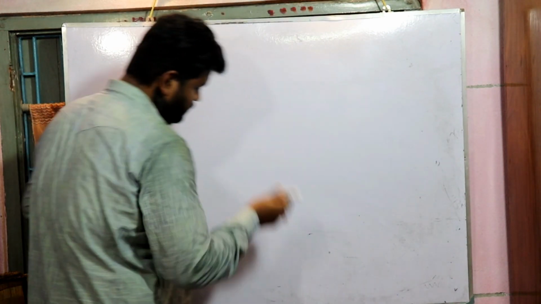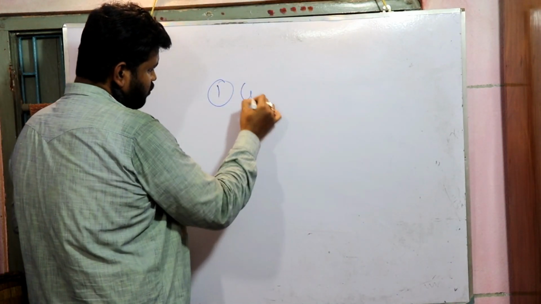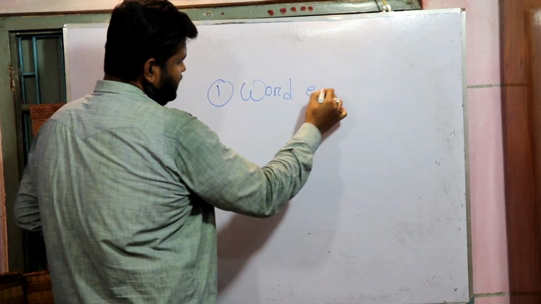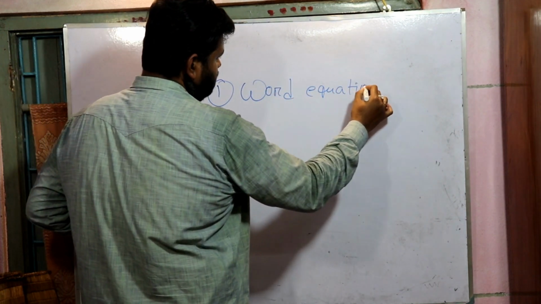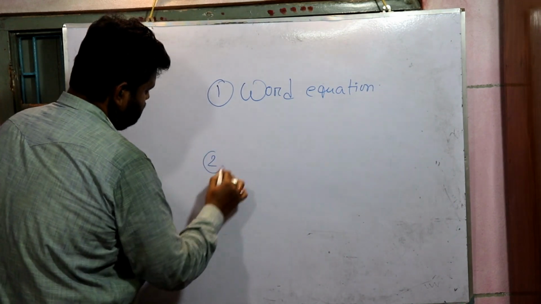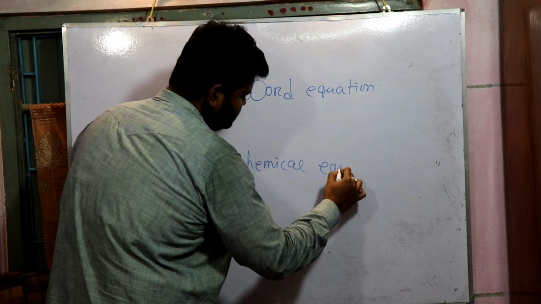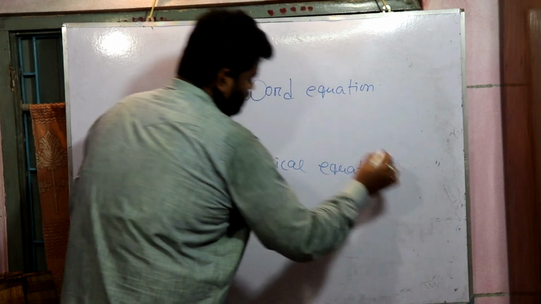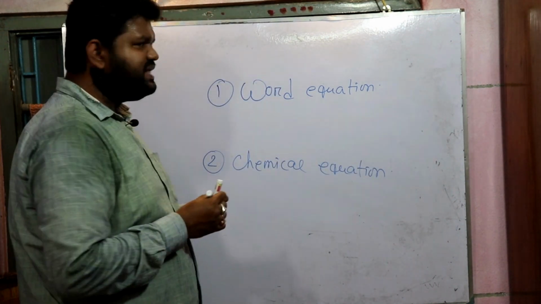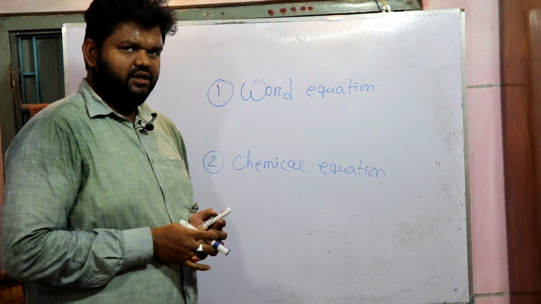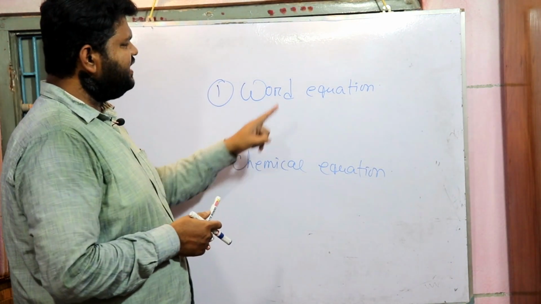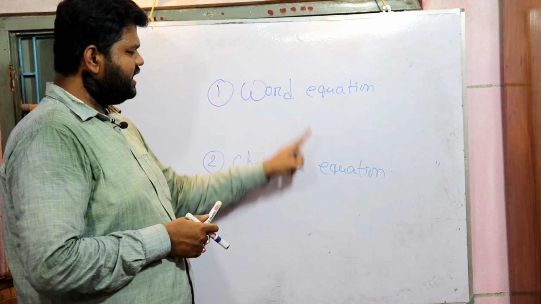Number 1, word equation. Number 2, chemical equation. So we can say the representation of any chemical reaction, we can do in 2 ways. Number 1, word equation, and number 2, chemical equation.